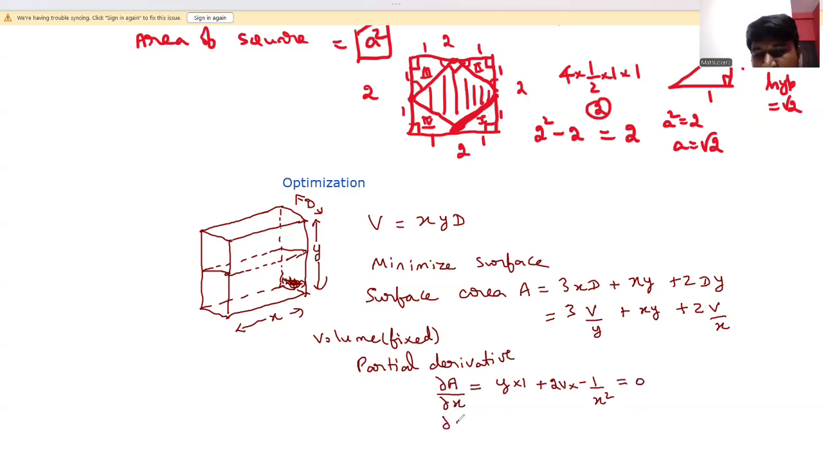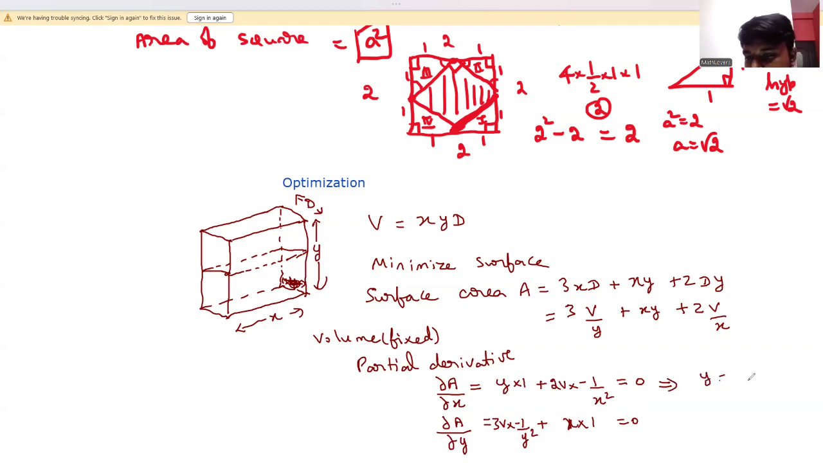Similarly we can check the partial effect of the area with respect to the variable y. Here 2v by x will be considered a constant, because I'm doing it with respect to variable y. So this will become 0, and here y is a variable, x is a constant, so x into 1. And here 3v by y, so 3 will be as it is, differentiation of 1 by y will be minus 1 by y square. We can equate this to 0. By solving these two equations, we'll be able to achieve the dimensions this carpenter would require.